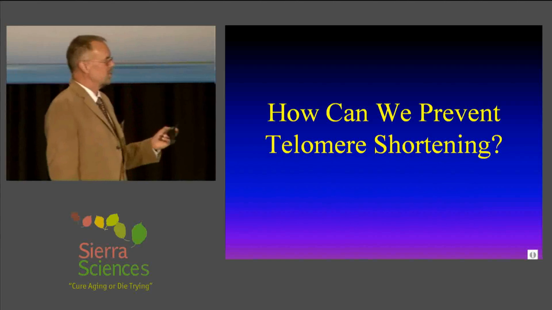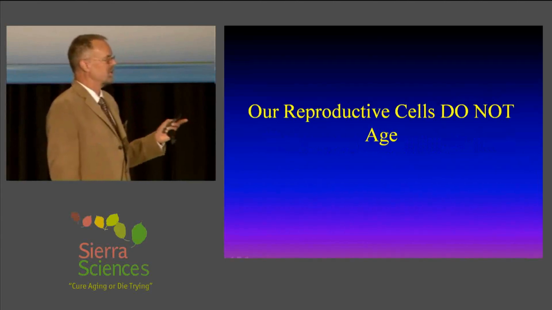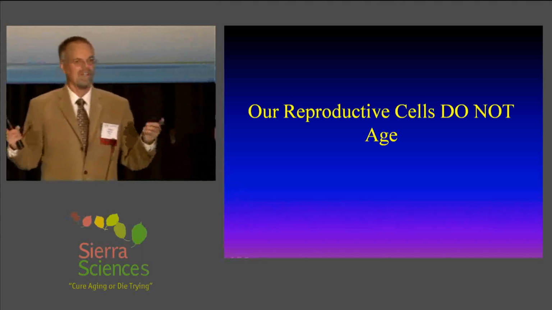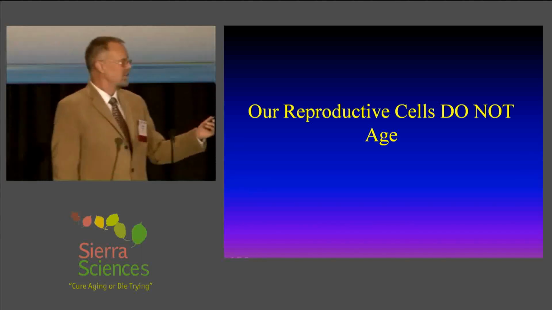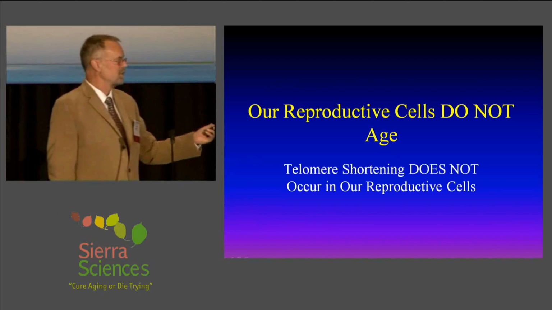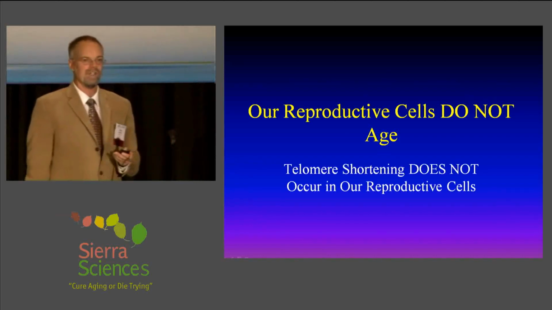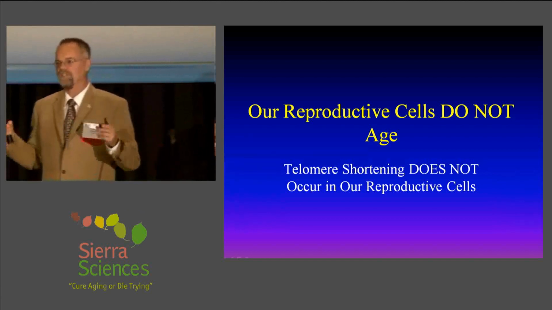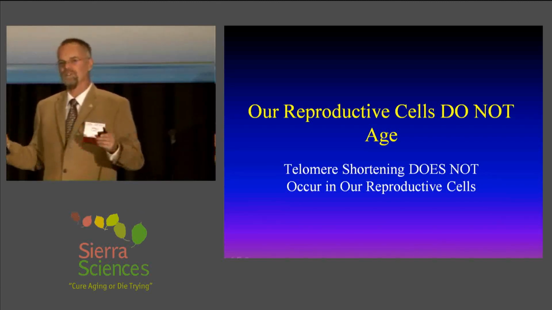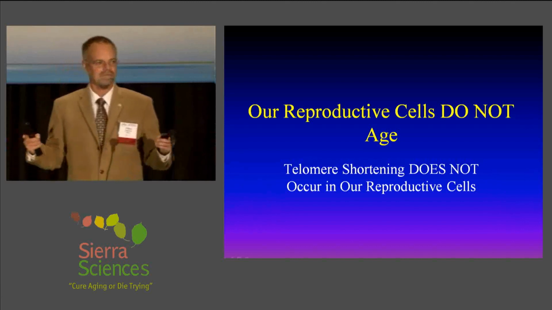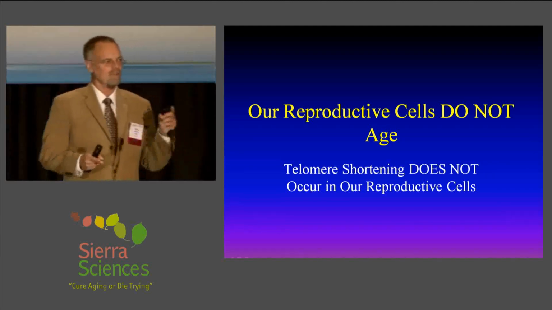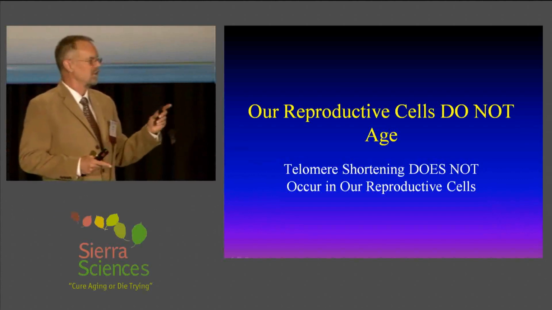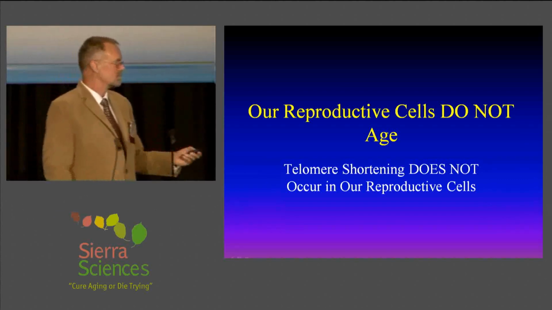And so one thing we do know is that our reproductive cells do not age. So I've been saying that when cells divide, their telomeres get shortened. Well, that's not true in our reproductive cells. Telomere shortening does not occur in our reproductive cells. And this should be kind of obvious, because if we age because our cells age, then our children should be born as old as our cells are. But they're not. They're born younger. So somehow our reproductive cells have overcome the cellular senescence process.